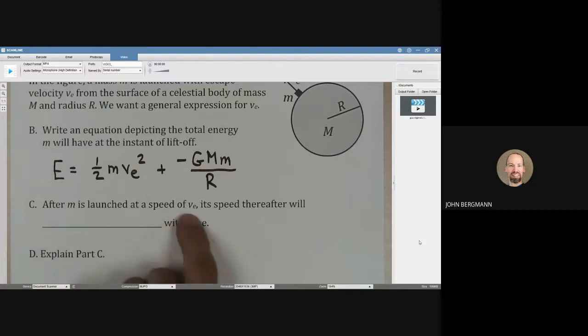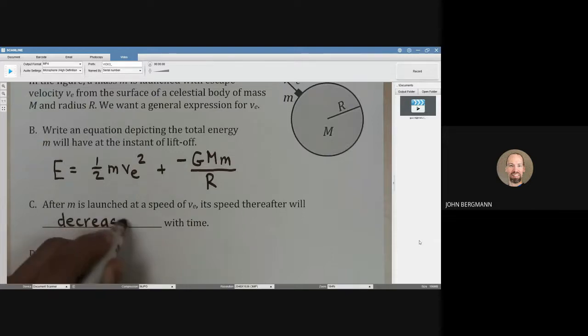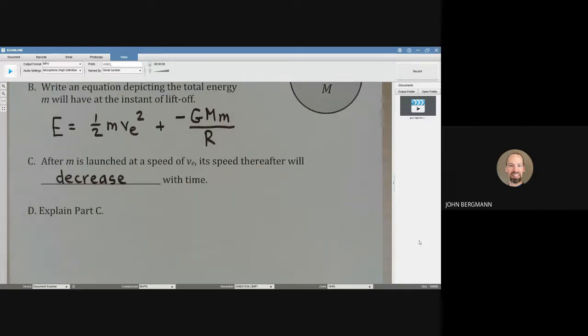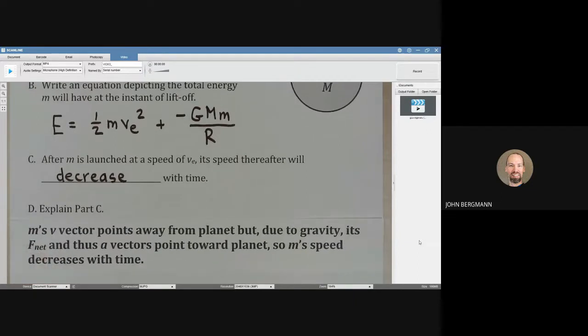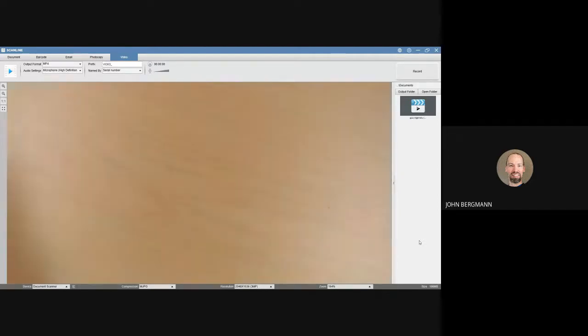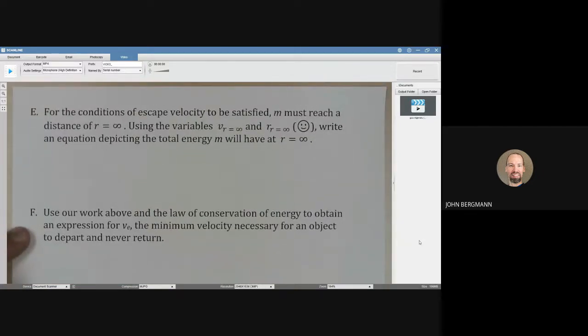After m is launched at that speed, its speed thereafter will decrease with time. That's its original launch speed, and its speed is going to decrease as time goes on. And why is that? We would like a brief explanation. M's velocity vector points away from the planet, obviously, but due to gravity, its net force and thus acceleration vectors point toward the planet. So m's speed decreases with time. If the velocity vector and the acceleration vector point in the opposite direction, the speed of the object will be decreasing. So that's what's going to happen here. This launched thing is going to have its maximum speed at first, and then it's going to slow down as time goes on. For the conditions of escape velocity to be satisfied, m must reach a distance of r equals infinity. It's never going to return.